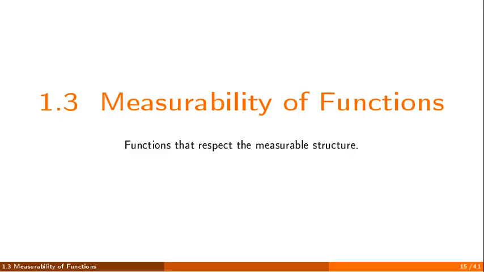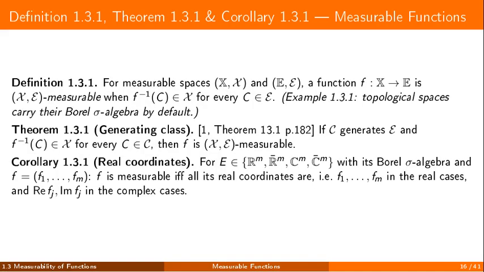A function is measurable when it respects the measurable structure, when the preimage of a measurable set is again measurable. This section makes that precise, and shows how robust the notion turns out to be. Here's the central definition. A function is measurable when the preimage of every measurable set is itself measurable. A principle exactly analogous to continuity, where we replace open sets with measurable ones.